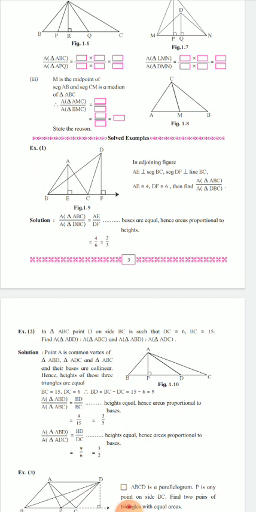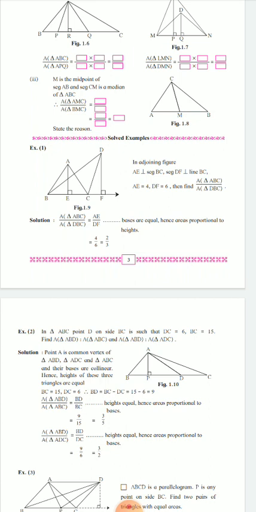Okay, so the most important thing while studying this geometry section is what? You need to observe the diagrams or figures in the given problem in the most careful way. Your observation is the most important here. Now see, in the adjoining figure, segment AE is perpendicular to segment BC. Segment DF is perpendicular to line BC.